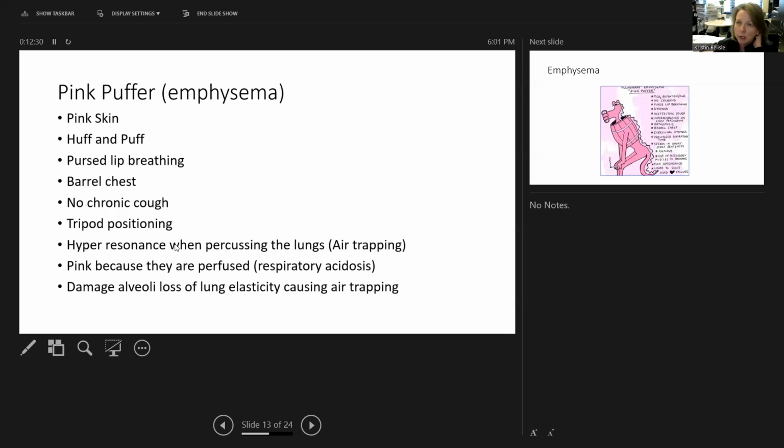There's usually not a chronic cough, but they can have a cough usually in the morning when they wake up. They can cough, and it's not like the chronic bronchitis patient, so you're not going to see it as much. It's not a chronic cough, but they can cough here and there.